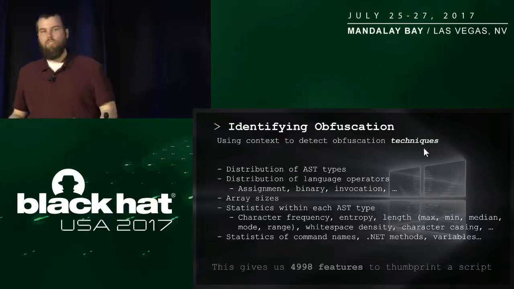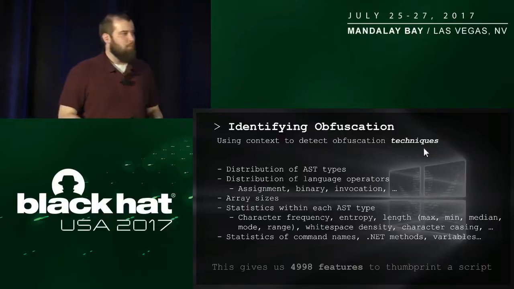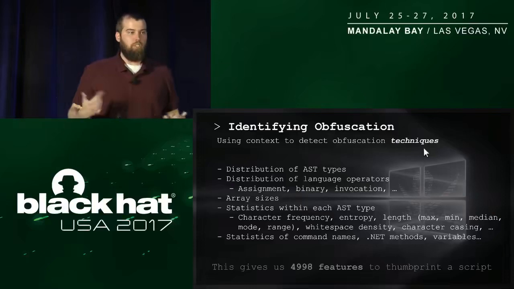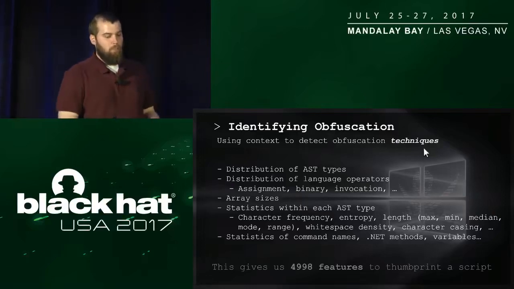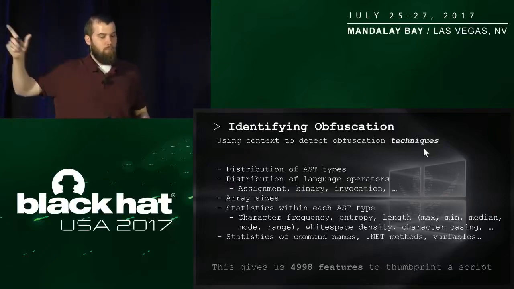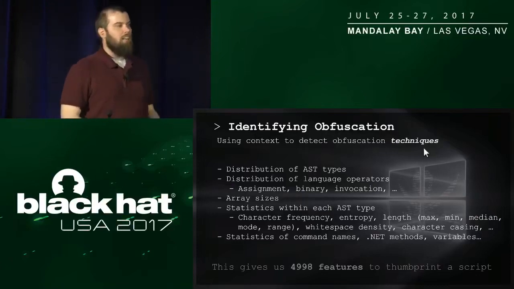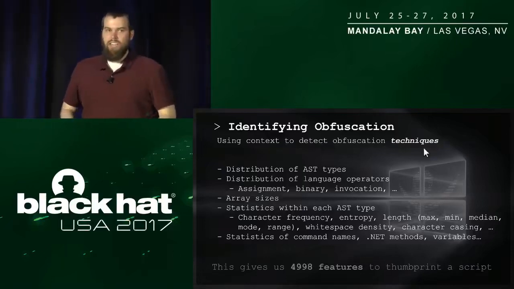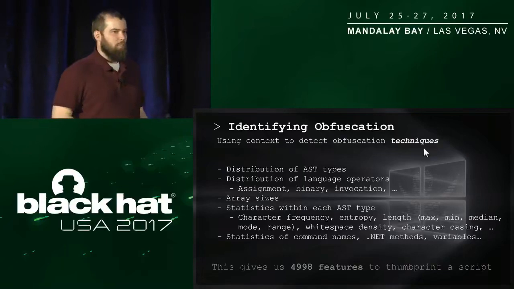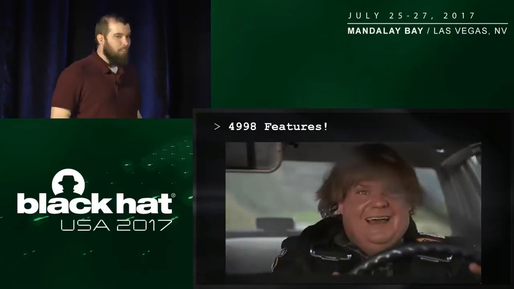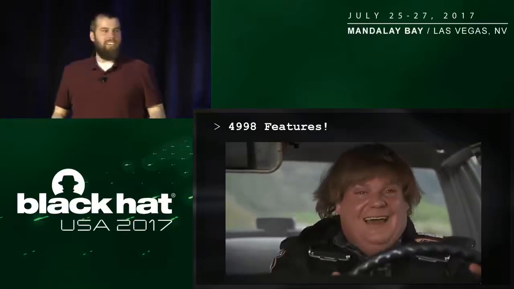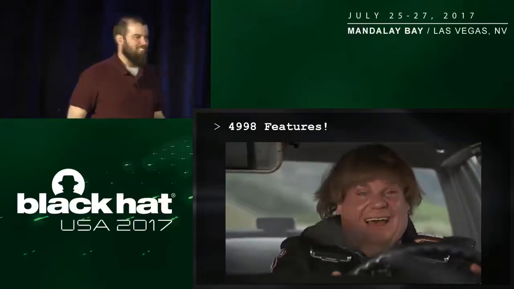And then for every single one of these, we ran character frequency analysis on each of those elements. So just on the strings, just on the commandlets. And we didn't just do frequency, we did frequency, entropy, we did the length, max, min, median, mode, range, average. We did white space density, character casing, a lot of fun stuff. And we also did statistics on the command names, .NET methods, variables, etc. And so what that resulted in was a lot of features. Actually, 4,998 features. That's crazy. And then we realized, oh my gosh, what do we do with all these features?